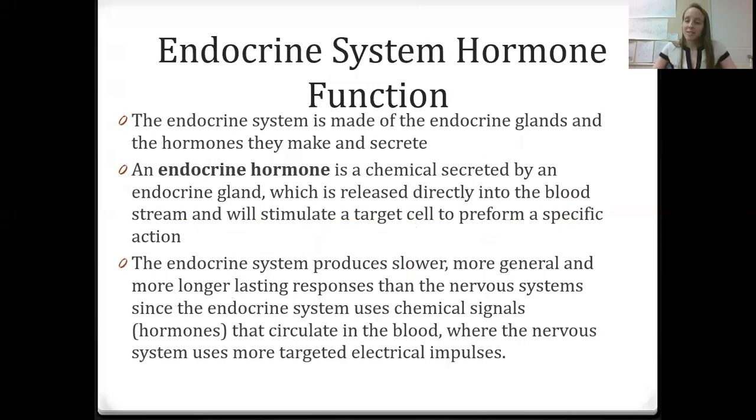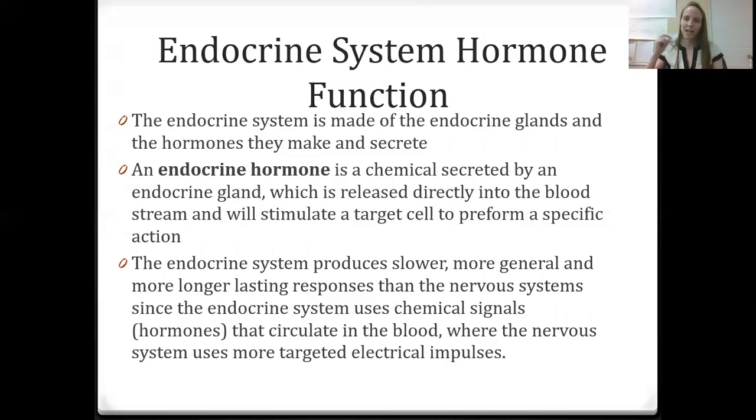The endocrine system is, as the name suggests, made up of endocrine glands that make and secrete hormones. An endocrine hormone is just a chemical that is secreted by an endocrine gland, and again, endocrine glands always release their hormones directly into the bloodstream. That hormone will then go and stimulate a target cell or a target organ to perform a specific task. The endocrine system produces much slower, but also more general and longer lasting responses than the nervous system.